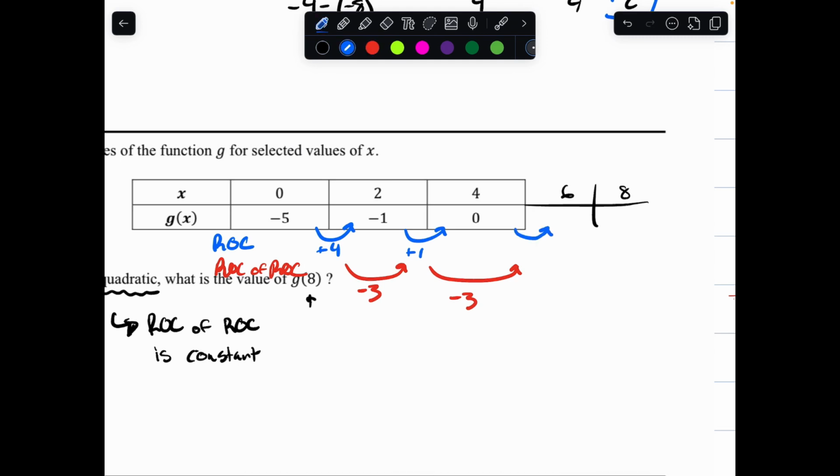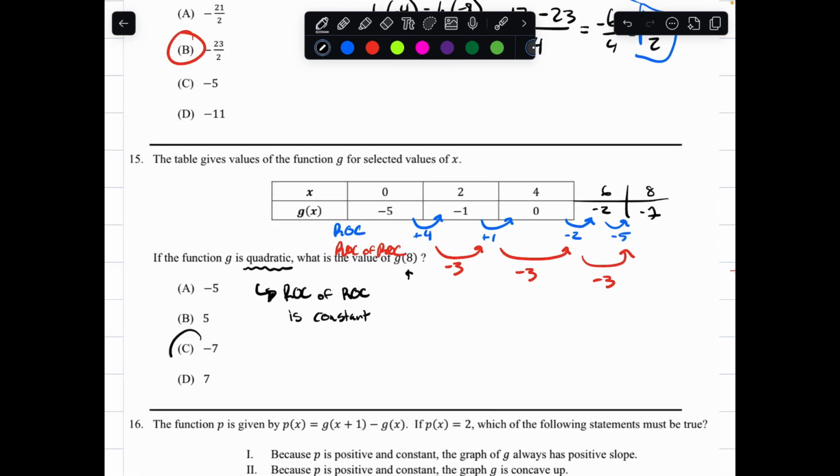So I can tell that that rate of change is going to go from positive 1 to negative 2. So I go from 0 minus 2 equals negative 2. And then I know that this jump here would be minus 3. So instead of minus 2, I'm going to subtract 5. And so negative 2 minus 5, negative 7. So that is my answer D. And we are good to go.